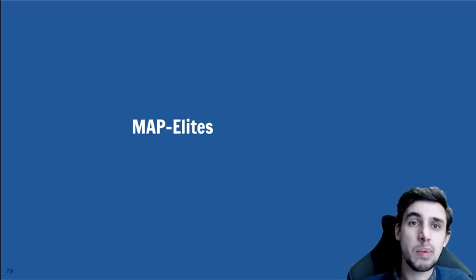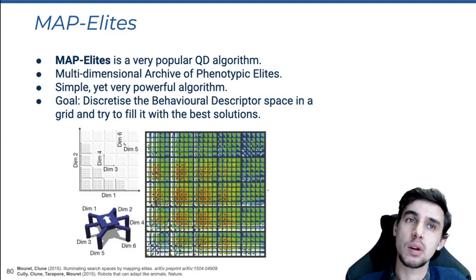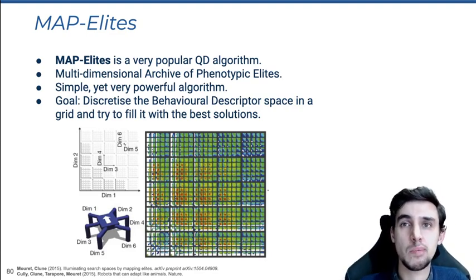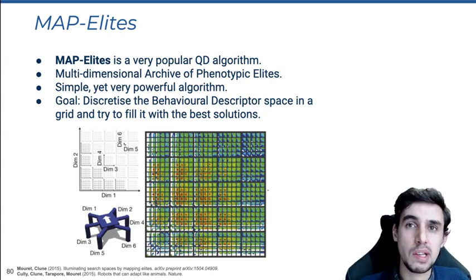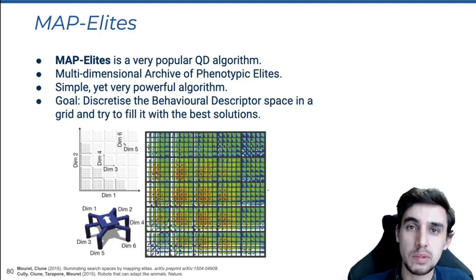So MapEdit. MapEdit is a very simple and yet very popular quality diversity algorithm. It stands for multidimensional archive of phenotypic elites, and you will see that this long name is actually quite an accurate description of what this algorithm is doing. And it's very interesting because it's a very simple and yet extremely powerful algorithm.